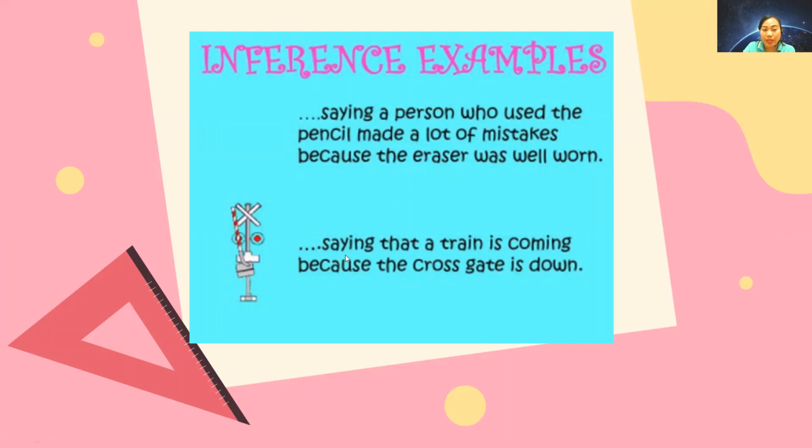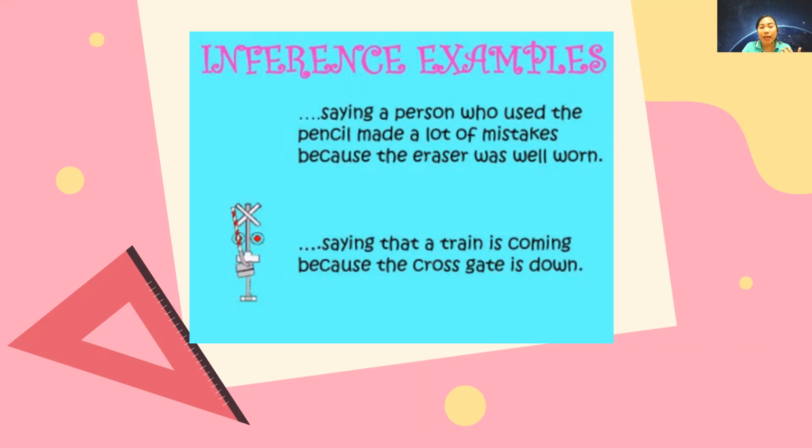And also in the railways, okay, we can see this one. If this one moves down, what can we infer? We can conclude or we can infer that the train is coming because the crossing gate is down already. We cannot pass through it because the train is coming. So that is how we infer.